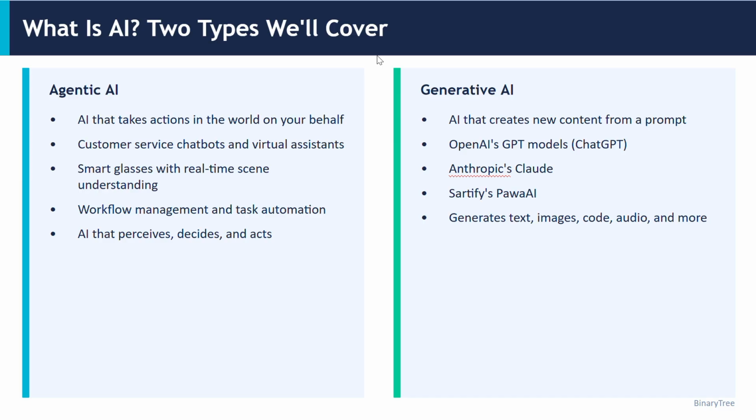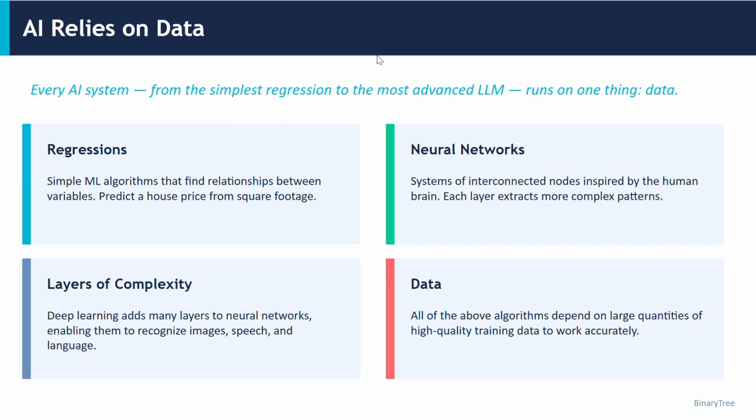The second family is generative AI. That's AI that creates brand new content from a prompt you give it. This is the category behind tools like OpenAI's ChatGPT, Anthropic's Claude, and other assistants on the market. Generative AI can produce text, images, code, audio, and more, all from a simple description. Today we'll touch on both, but we'll spend most of our time on generative AI because that's the one you can pick up and use immediately.